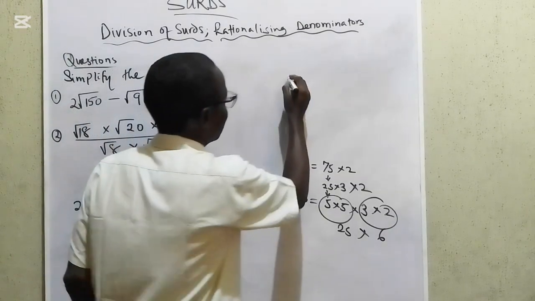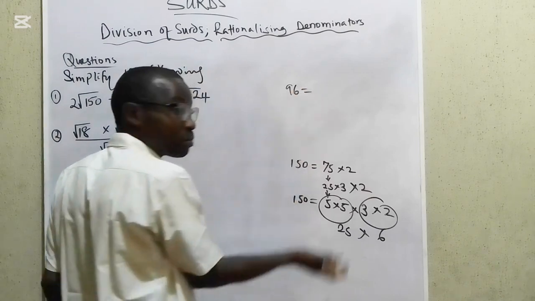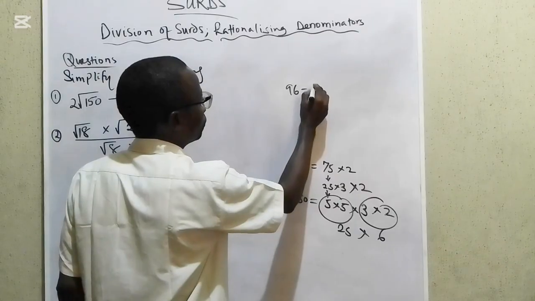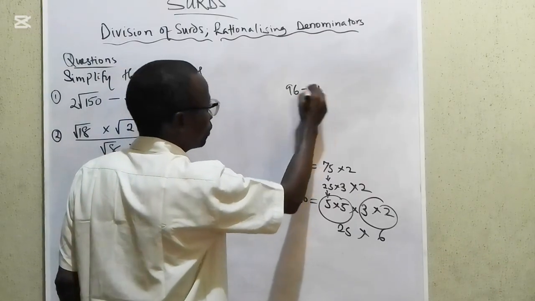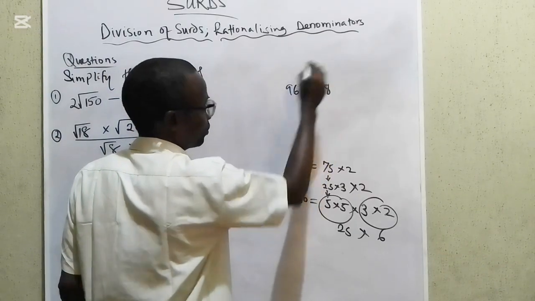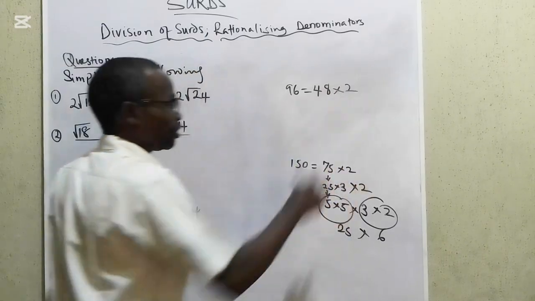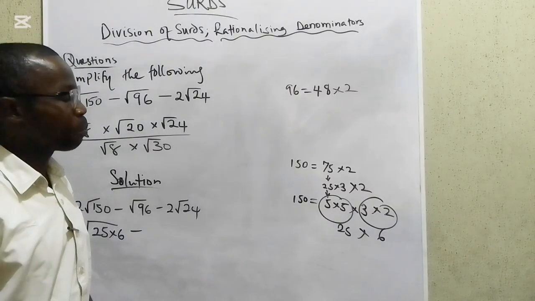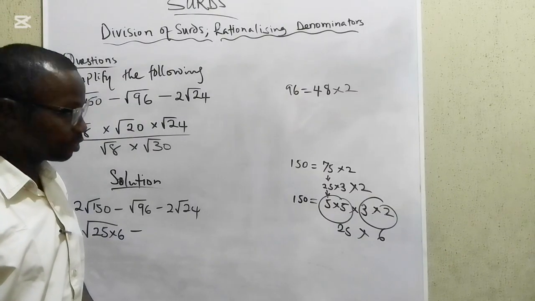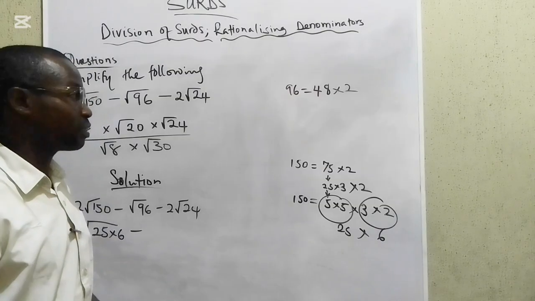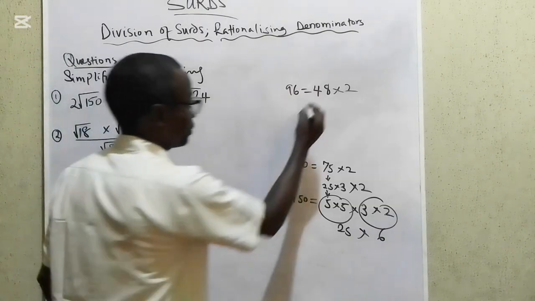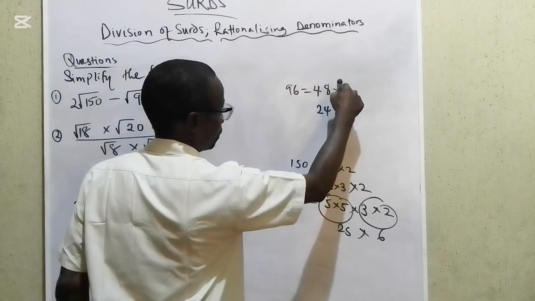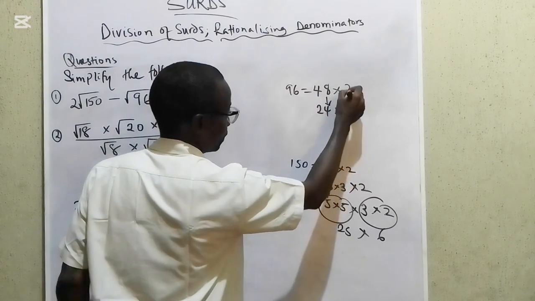What is 96? Let's see. 96 is the same thing as 2 into 16, 8 times 2 is... Good. So 48 times 2 will give you 96. So can 48 be further broken down? I think so. Let's see. 48 is the same thing as 24 times 2. So this is the same thing as saying 24 times 2 times this, because this is 48, right? Then this 2 is here.